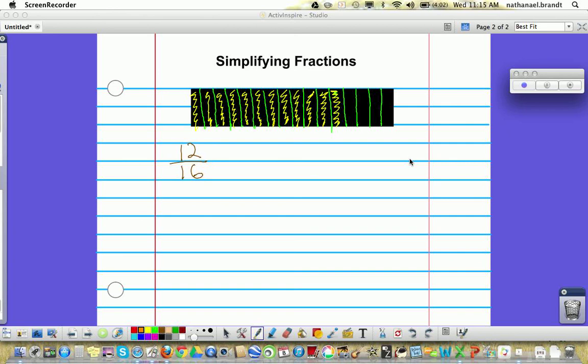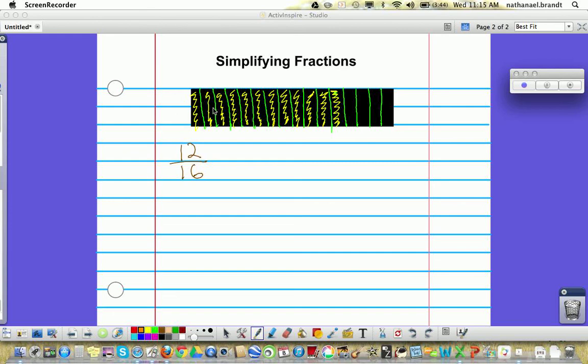About simplifying fractions, or putting fractions in simplest form. A fraction is in simplest form when the numerator and denominator have no common factors other than 1. And in order to put a fraction into simplest form, there's a number of different things you can do. The first thing I'm going to do is show you what it would look like with a picture.